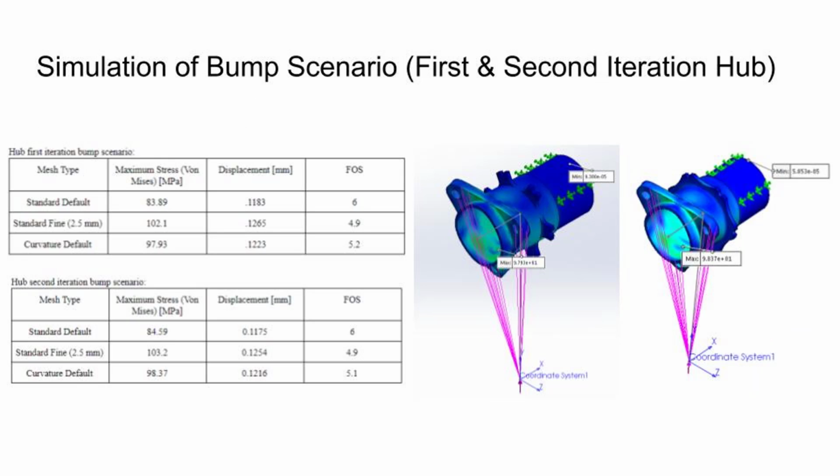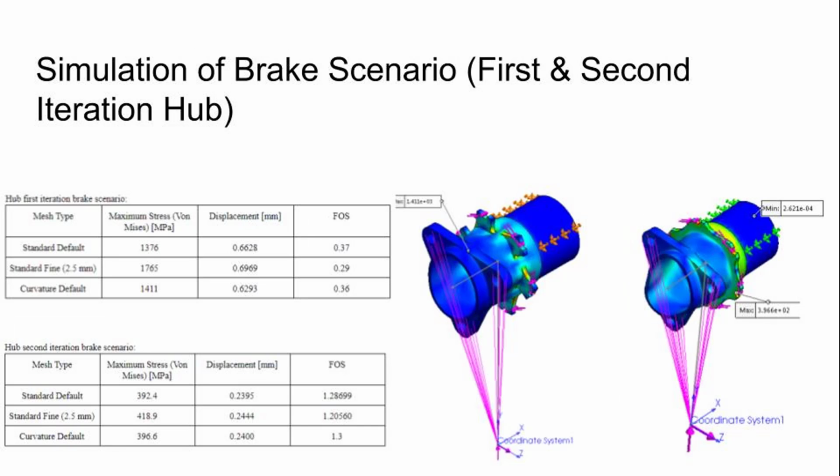The first and second iteration of the hub both performed well in the bump scenario. This was expected since the only real difference is in the brake rotor mounts. The brake scenario is where the two iterations truly deviate from each other. With such a large torque on the brake rotor mounts, the first one failed with a factor of safety of 0.29. By creating a circular profile around the rotor mounts, we were able to remedy this problem.